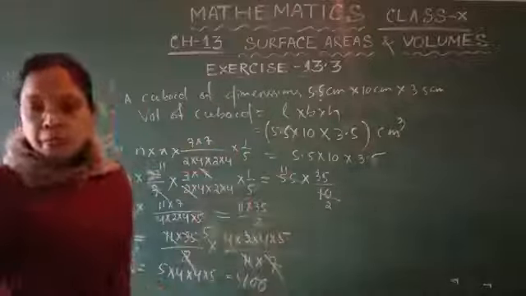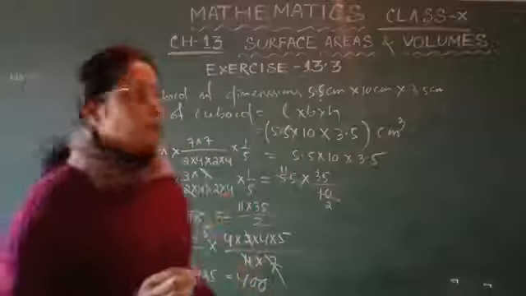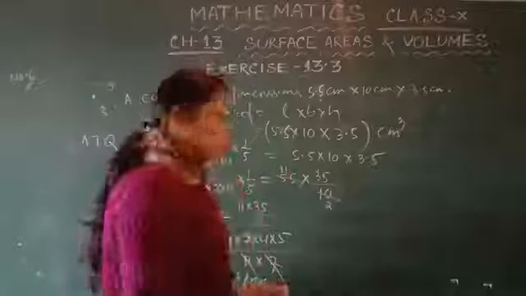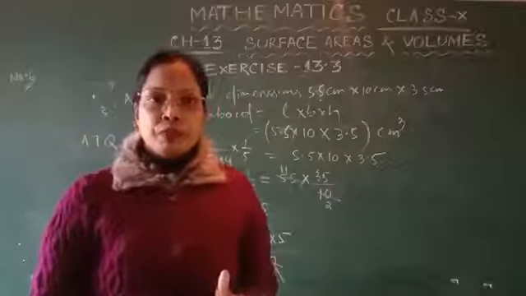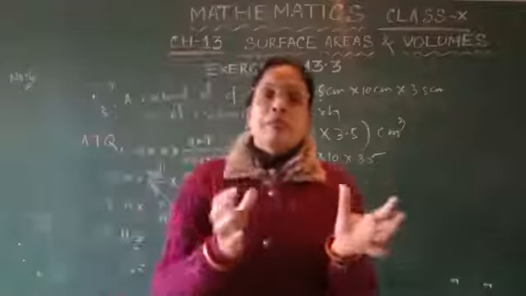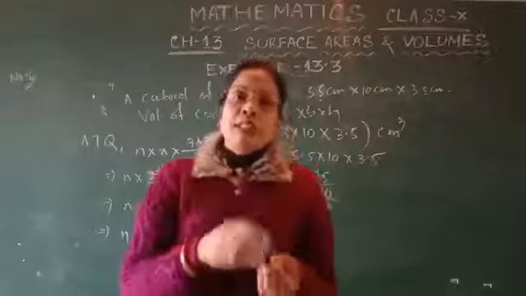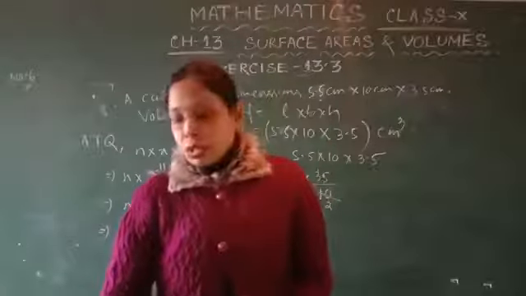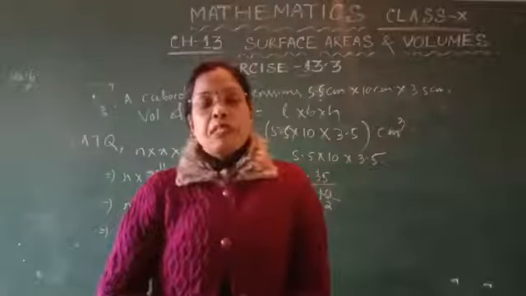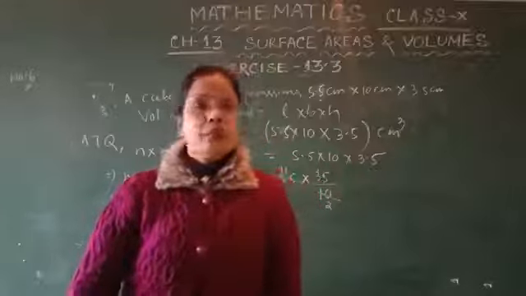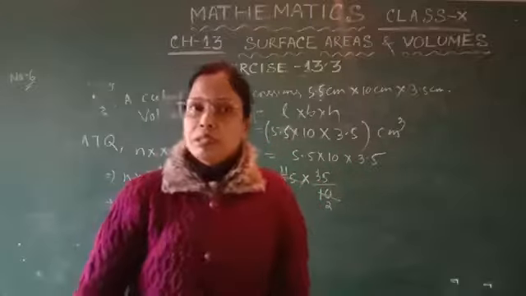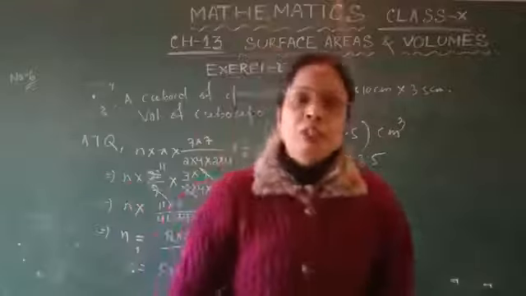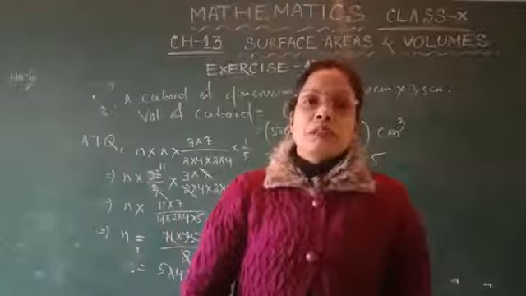So I think all of you understood how many coins are to be melted to form the cuboid, that is 400 coins. Okay, so that means when we melt 400 coins, it will make another form, that is a cuboid of dimensions 5.5 centimeter into 10 centimeter into 3.5 centimeter. Okay, so I think all of you understood. In the next video we will solve other questions of this exercise.